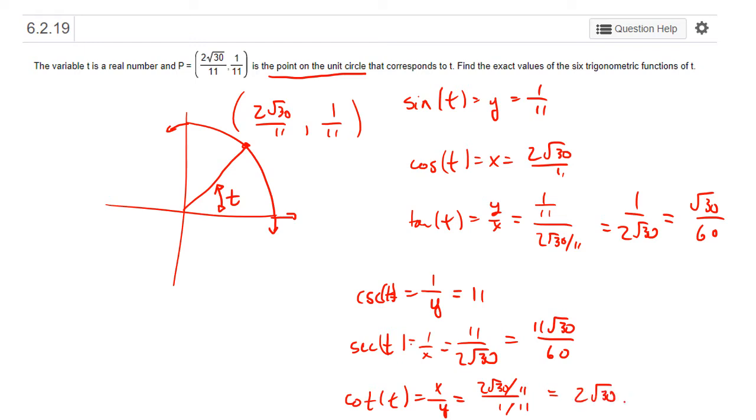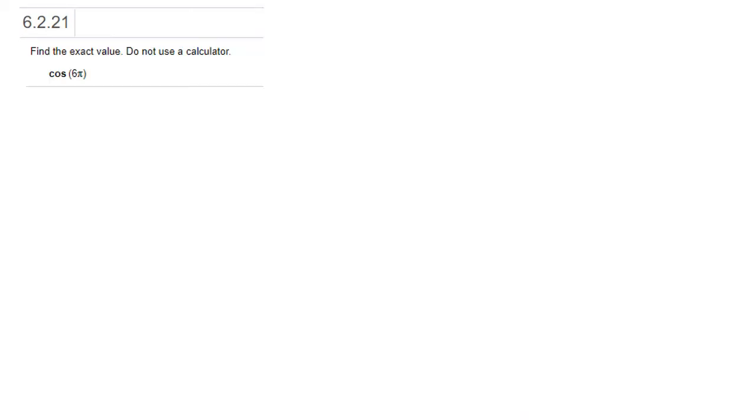So having done this once, doing it another time was pretty quick. Moving on. Find the exact value of the cosine of 6 pi.